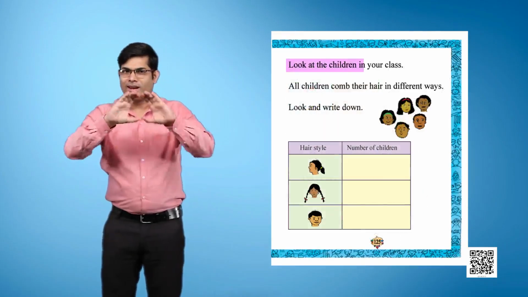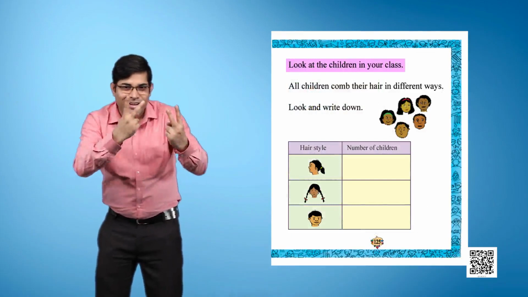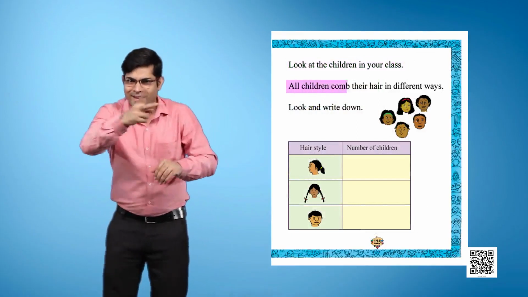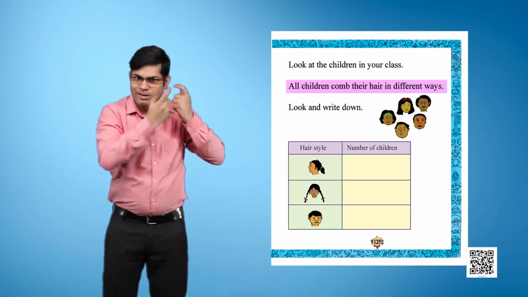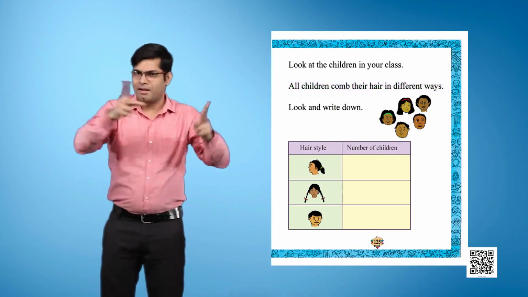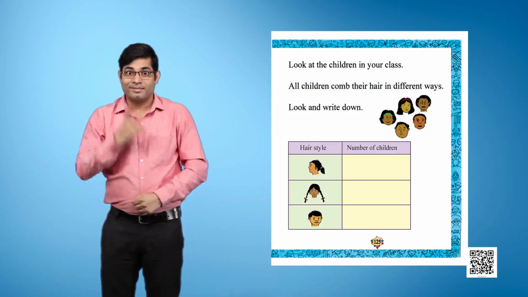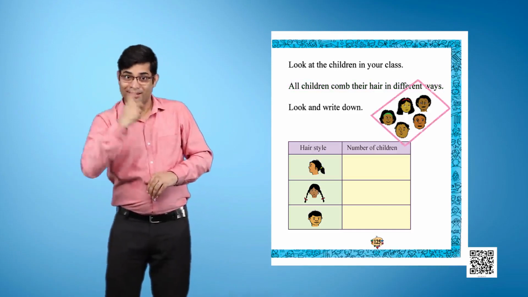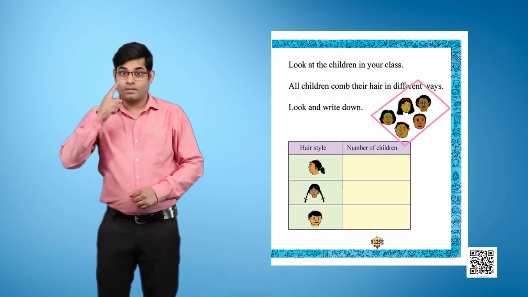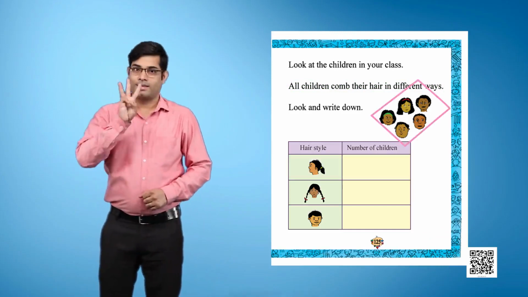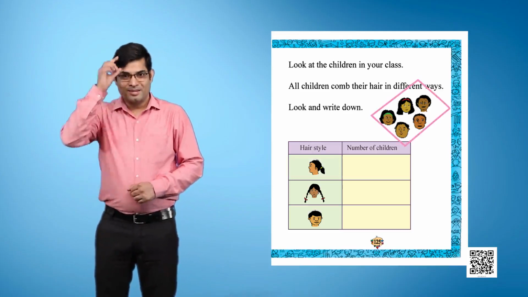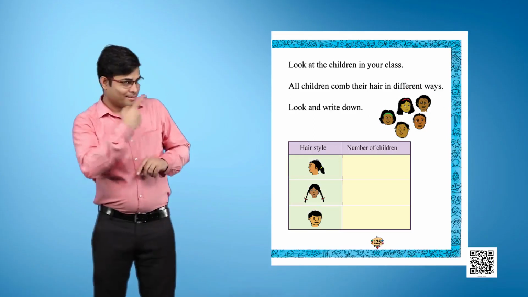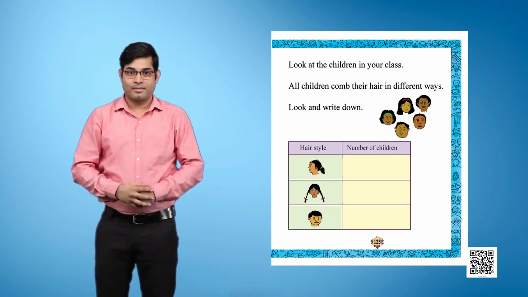Look at the children in your class. All children comb their hair in different ways. The picture on the right side shows faces of 5 children, 2 girls and 3 boys, each having different hairstyle. Question.